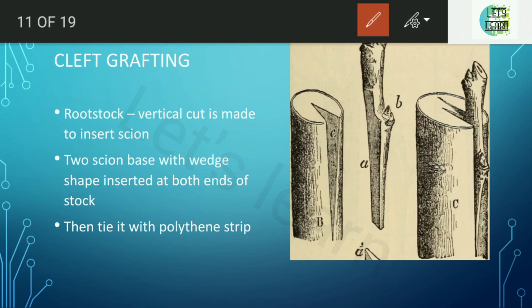Here the rootstock should be given a vertical cut. A vertical cut should be given to insert the scion in it. Two scions with a wedge shape cut at the base. The wedge shape cut should be given for two scions, and they should be inserted at both ends of the rootstock, not at the center. Then it should be tied with polythene strip.